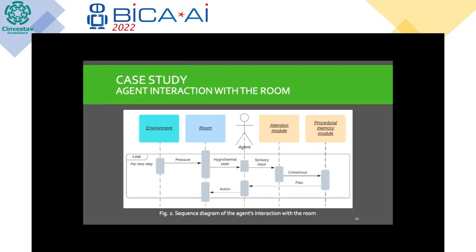which defines whether to engage or disengage with each of the elements of temperature or humidity. As a consensus that we will talk about later, this consensus reaches procedural memory that we define as a second module for our agent, which generates a plan to be followed by the agent regarding the levels of action we saw a couple slides back, or the previous slide. This action, in turn, affects the room's hydrothermal state, and we can move on to the next time step 10 minutes later.